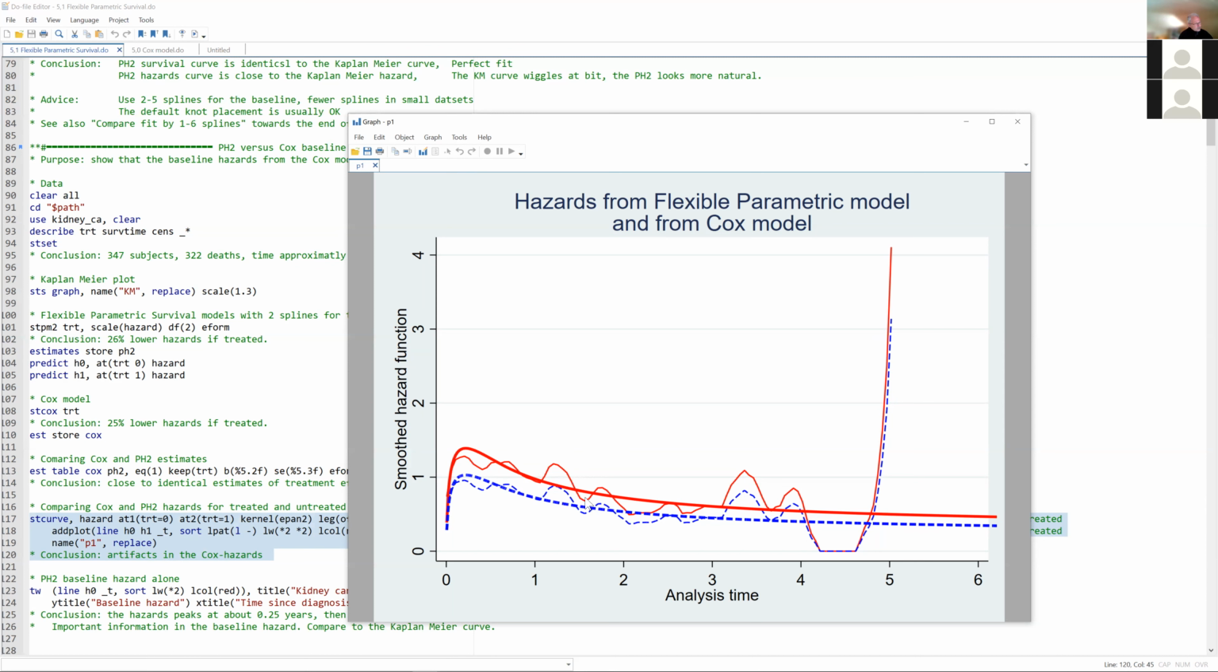And what you can see is that the hazard from the Cox model wiggles quite a bit up and down. And here we clearly have some artifacts towards the end. There's no reason to believe this curve. This is an artifact. We believe much more in the curve from the parametric model. So this is an example of the parametric model estimating better hazards than the Cox model in a small data set.